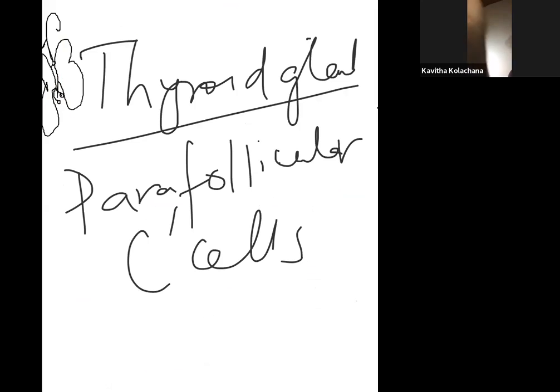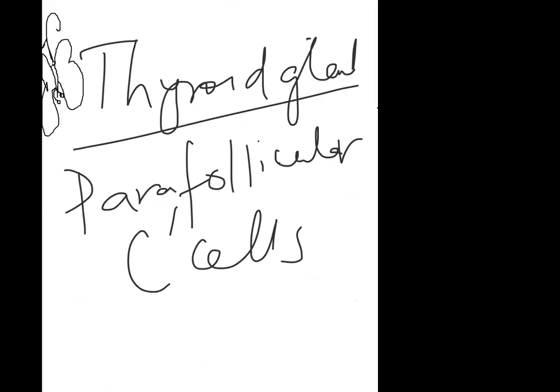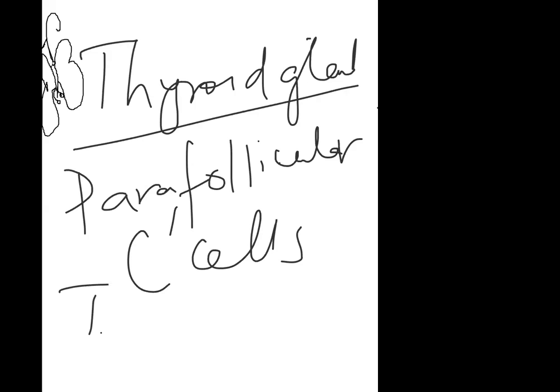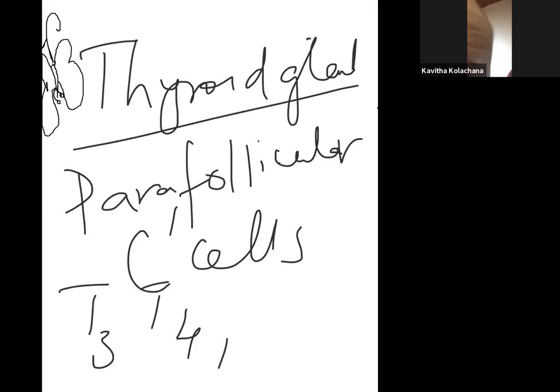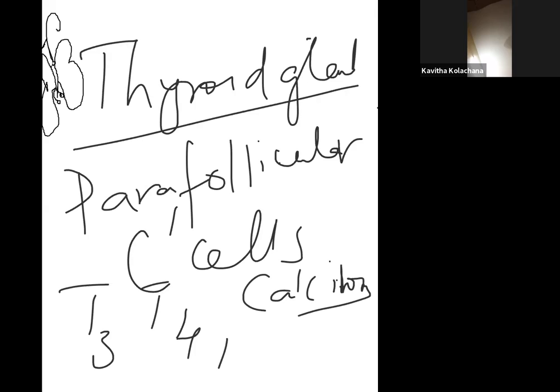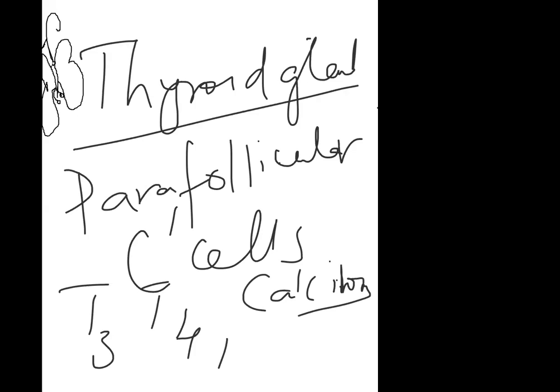C cells in the thyroid gland secrete 3 hormones. What are the 3 hormones? Thyroxine. We have T3 and T4: triiodothyronine, tetraiodothyroxine. And thyrocalcitonin, calcitonin. Okay, T3, T4.